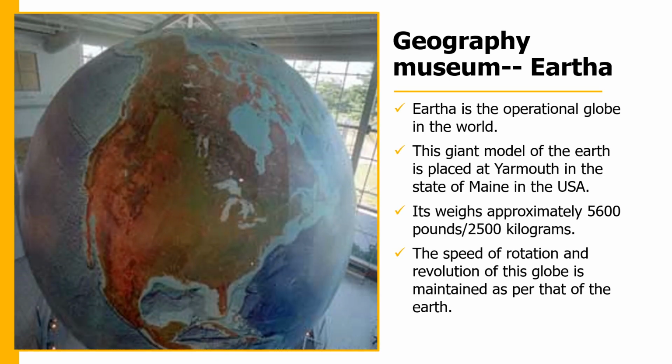Now Eartha is an operational globe in the world which is as similar to that of our Earth. Now the giant model of the Earth is placed at Yarmouth in the state of Maine in the USA, that is United States of America. Now the weight of Eartha is approximately 5,600 pounds.